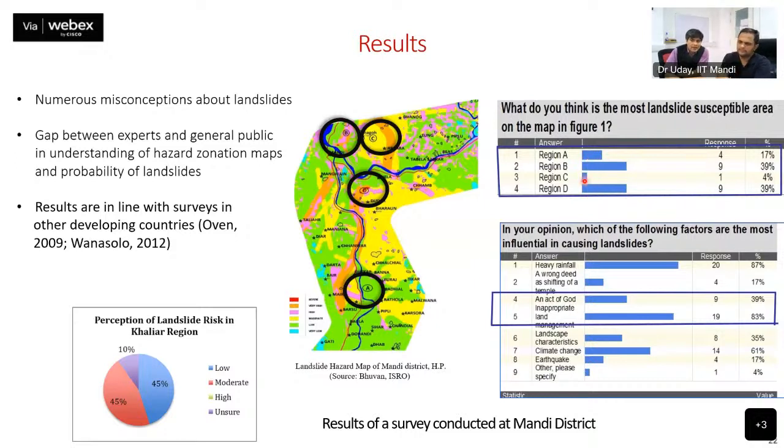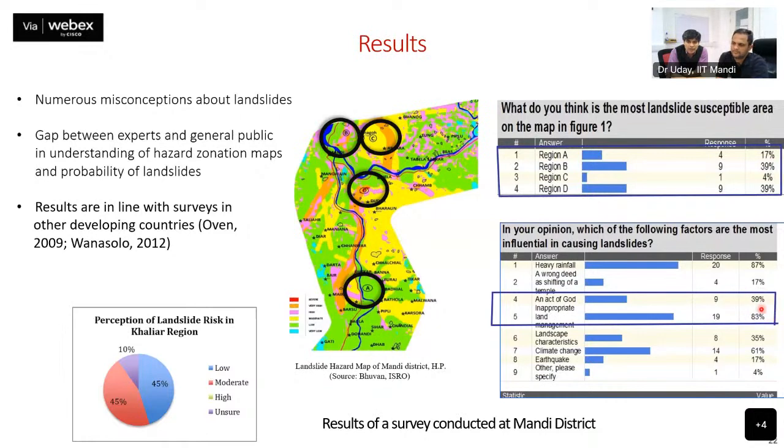So what it shows is that it's not that such kind of maps are good for communicating risk. There may be a distribution around understanding of people. We've also asked for factors which may mostly influence slides. And here in the factor space, we find that, of course, a significant number of people do understand that rainfall may be a factor. But some interesting factors like an act of God also show up. And of course, inappropriate land management.